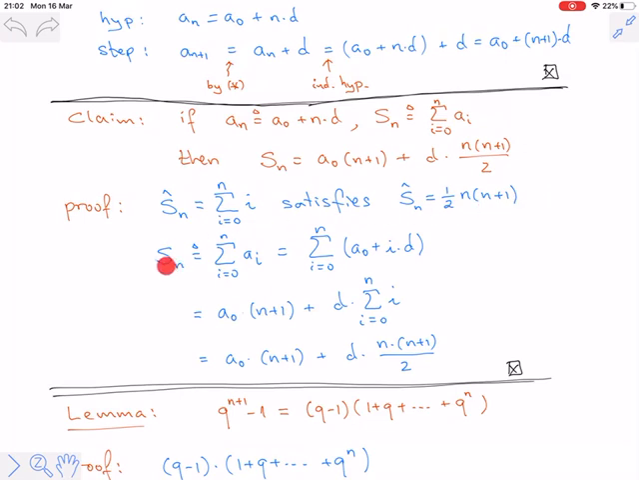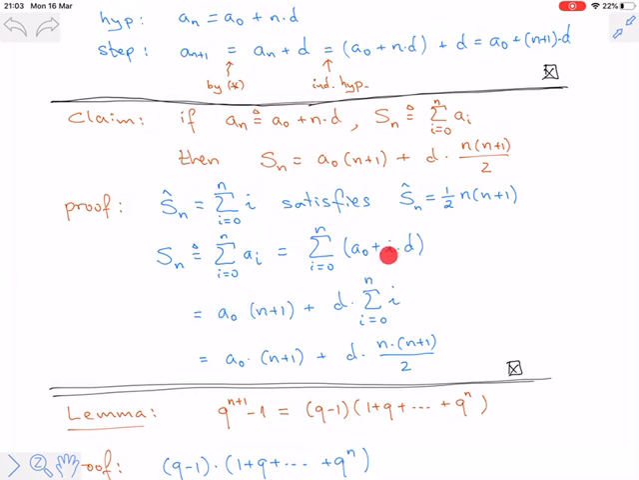Okay, so now we want to evaluate Sn. So Sn, by definition, is the sum of Ai, i goes from 0 to n. Now, instead of writing Ai, I write what it equals. It equals A0 plus i times D. So I write here A0 plus i times D. I look at this sum, and I say A0 is fixed. I can take it outside of the summation. How many terms do I have in this summation? I have n plus 1 terms, because I start at 0 and I end at n. So I have n plus 1 terms, all of which equal A0.